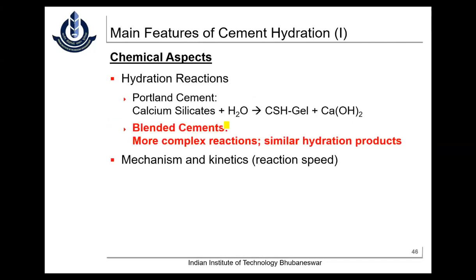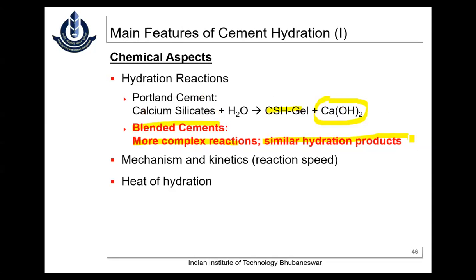We have the calcium silicates, and when they come in contact with water, we have seen that we get C-S-H and a weak compound called calcium hydroxide. When you blend any material, a fly ash or the slag, this calcium hydroxide will be consumed. In the blended cements, when you take the fly ash or the slag cement, the reactions are more complex, but you will get similar hydration products. The mechanism and the kinetics also vary.